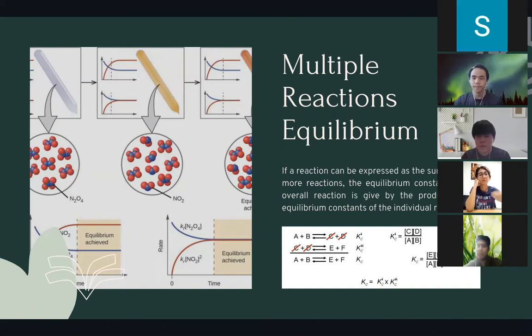So the overall equation is the third one, AB equals E plus F, and we have three equilibrium constants, one for each reaction. So for the overall reaction equilibrium constant, we have to multiply both individual equilibrium constants, which is K prime C multiplied by K double prime C. So the next page, please.